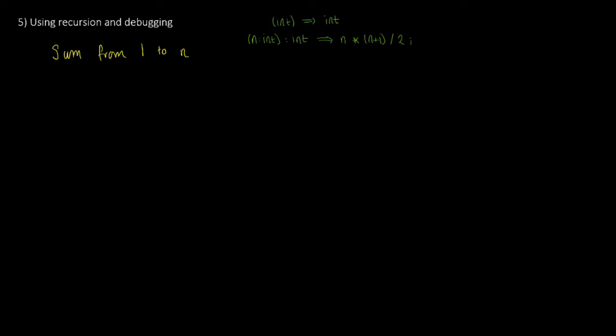divided by 2. We can also give this function a name using a let binding and put the type annotation on the name instead. So we say let direct sum from 1 to of type int arrow int is equal to n arrow n times n plus 1 divided by 2. But we don't actually need any annotations.